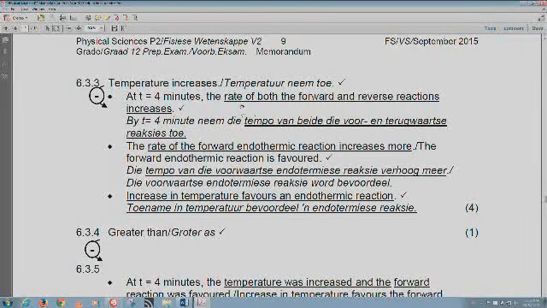Then for the first reason, at t equal to 4 minutes, the rate of both the forward and the reverse reactions increases for 1 mark. Then the rate of the forward reaction, the forward endothermic reaction, increases more than the one of the reverse reaction, or the forward endothermic reaction is favored for the second mark of the reason. And then for the last mark, increase in temperature favors an endothermic reaction. So these are the 3 marks.